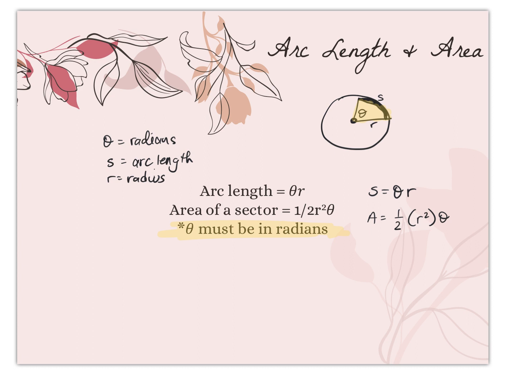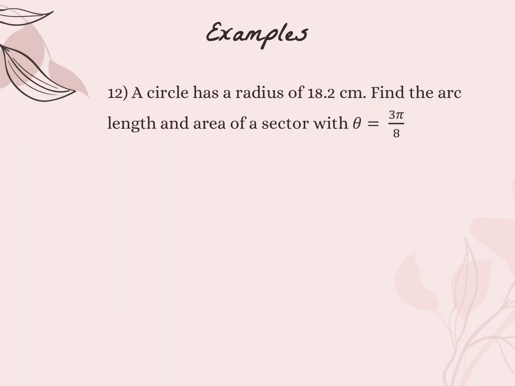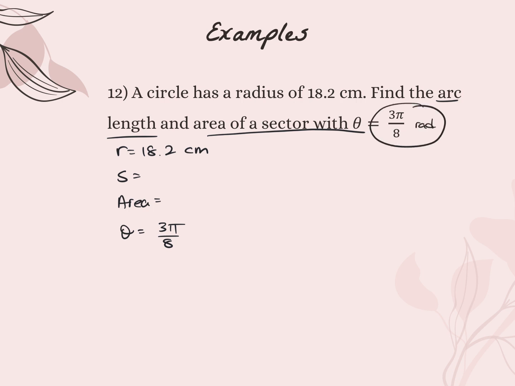So let's go to the next slide. Here they tell me a circle has a radius of 18.2 centimeters. It wants the arc length. They're looking for S, and it wants the area of the sector as well, okay? And they tell me that theta equals 3 pi over 8. So theta is in radians, so that's good. And my radius is here, so I have everything I need.